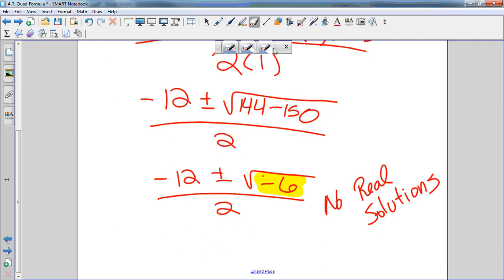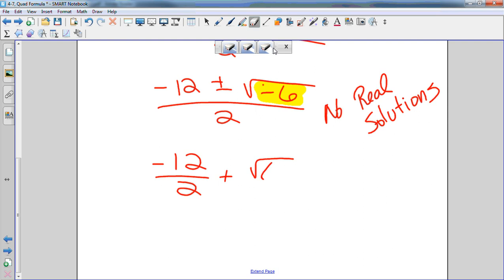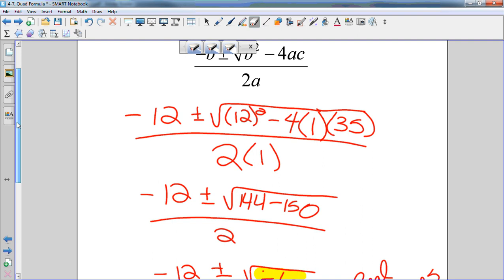You want the imaginary solutions? That's why we did that section first. My imaginary solution would be negative 12 over 2. Yeah, you did your multiplication wrong. What did I do? 4 times 35 is 140. So my answer is way wrong. Okay, thank you. So I was wrong. There are 2 real solutions.